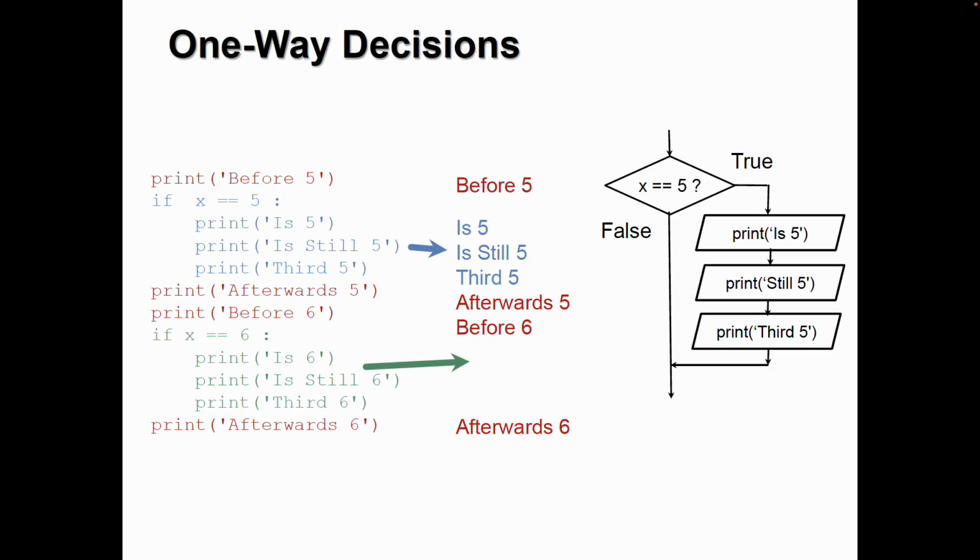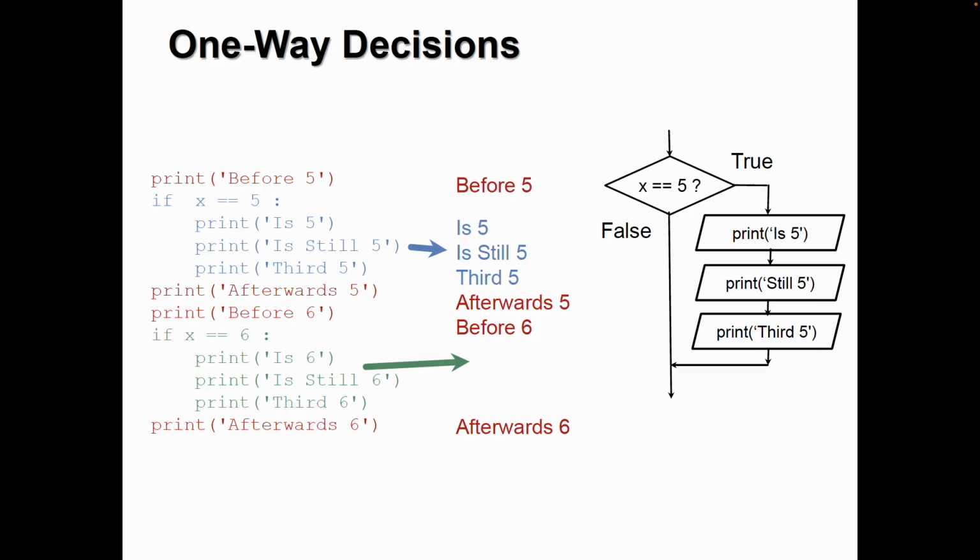And here we have one-way decisions. What it means is I just defined what to do if this condition is true. Like if x is equal to 5, then run these statements. If it is not, don't do anything special. Just skip here. Don't run it. So I have only one way. If this is the case, then do that.